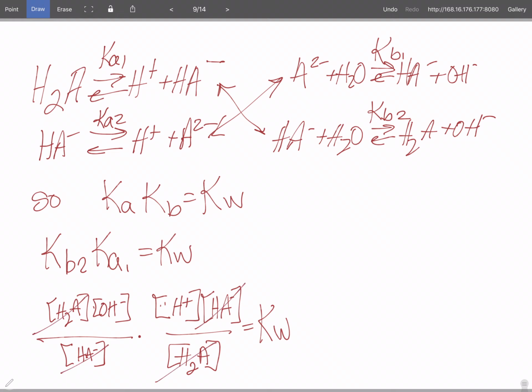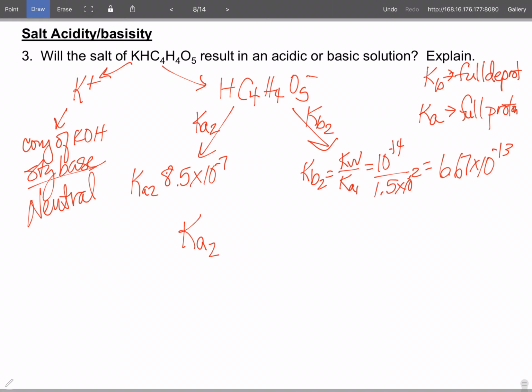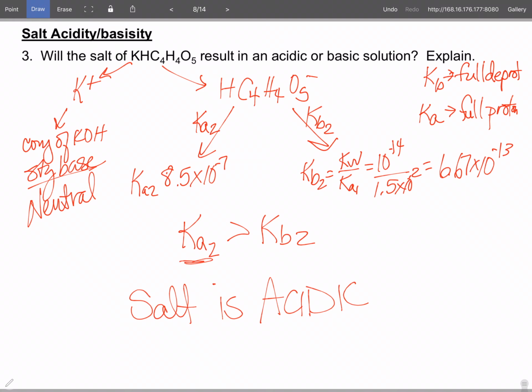All right, let's go back and actually play with the numbers here. Kb2 is going to be Kw divided by Ka1, which is 10 to the minus 14th. If we look up the Ka1 value, it's 1.5 times 10 to the minus 2. So my Kb2 is 6.67 times 10 to the minus 13th. Your Ka2 is going to be greater than your Kb2, so this salt is acidic because the A is greater than the B. Now, that doesn't actually always occur.